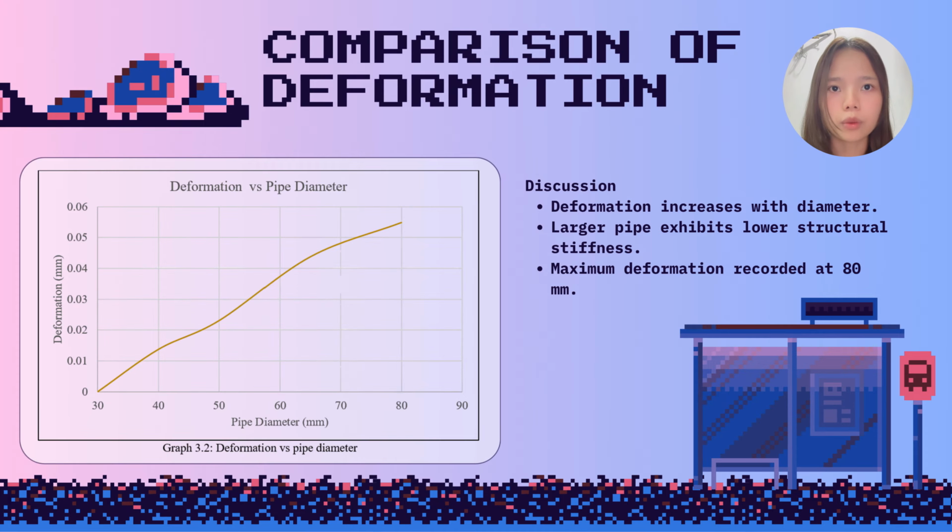Besides stress, we also compare the maximum deformation for each pipe diameter. The results show a similar trend where deformation increased as the pipe diameter increased. The 40 mm pipe recorded the lowest deformation of 0.0137 mm, while the 80 mm pipe recorded the highest deformation of 0.0548 mm. This happened because larger diameter pipes have lower structural stiffness and are more susceptible to displacement under the same pressure loading. Although the deformation increased with diameter, all deformation values remain very small and do not indicate any structural concern.